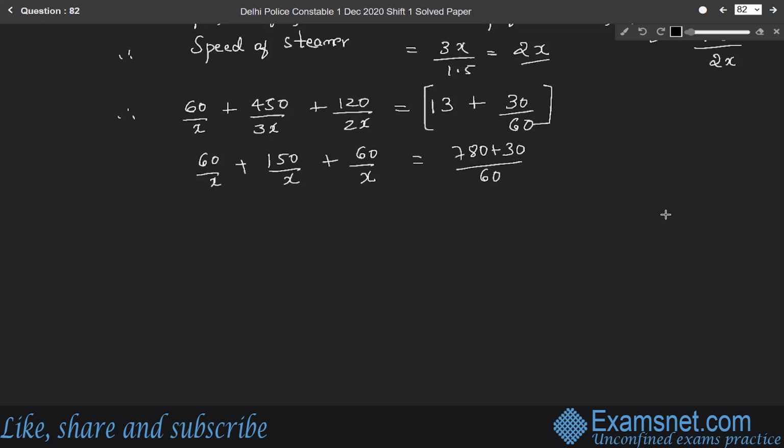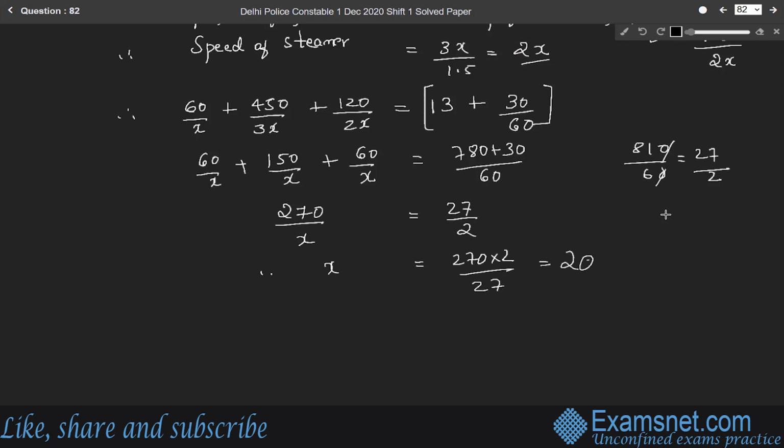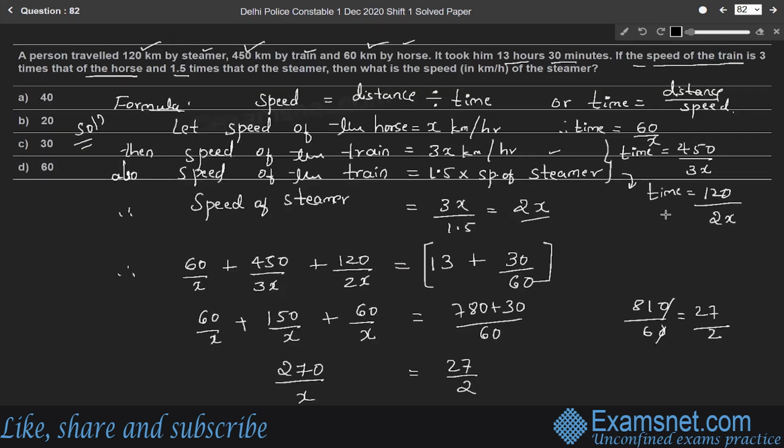So x is the common term here. So 270 by x is equal to, 780 plus 30 is 810 by 60. So 810 by 60 or 81 by 6, which is 27 by 2. Therefore, x is equal to 270 into 2 by 27, which is 20.